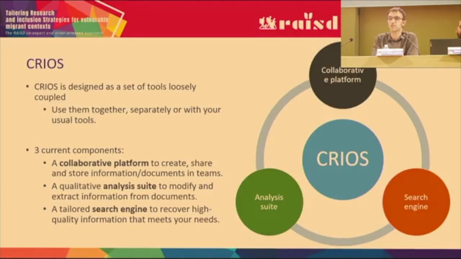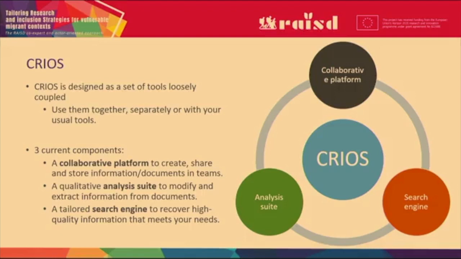CRIOS is a software platform that currently includes 3 different tools. There is a collaborative platform, there is an analysis suite, and there is a tailored search engine. We like to say that these tools are loosely integrated. That is to say that you can use them together, of course, and you can use them separately, and of course, you can use them together with your usual tools. It is all about exchanging files in the same way that you do with the file explorer on your computer. So it is quite easy to do the integration.